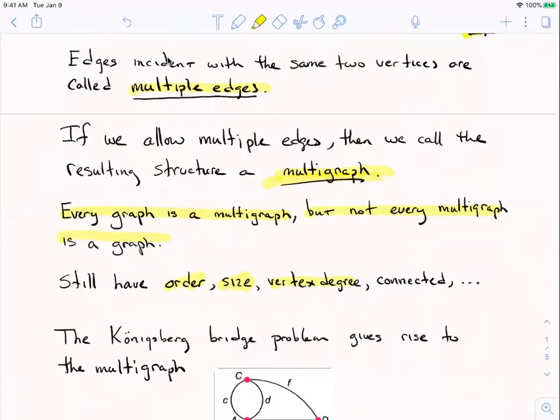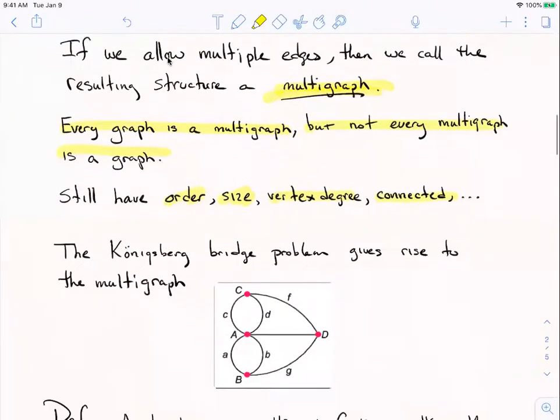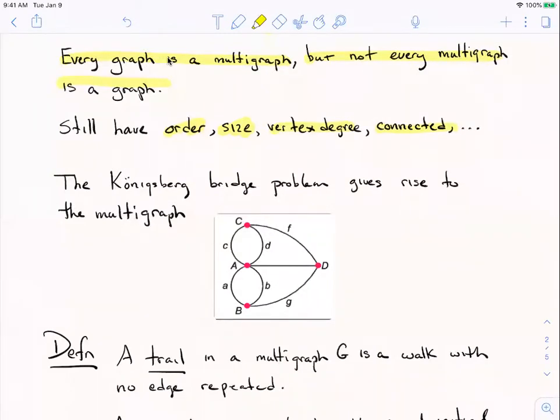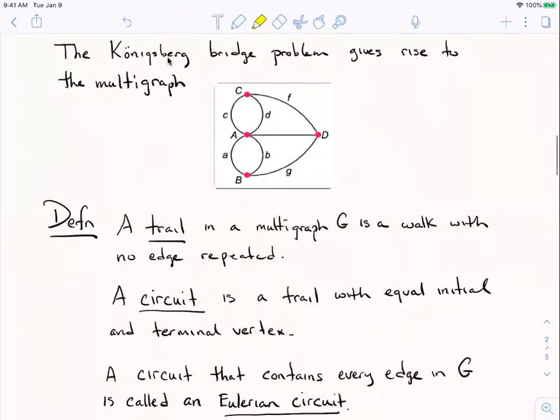Vertex degree is the same thing, but we count multiple edges. How many edges are incident with a vertex? Multigraphs are connected or not. Trails, walks, and so on. Okay, so we already said that the Königsberg problem gives rise to this multigraph. Remember what a walk is in a graph. A walk is just a sequence of vertices, any two consecutive ones adjacent. Same thing in a multigraph. And a trail in a multigraph is just a walk in which you never repeat any edges.